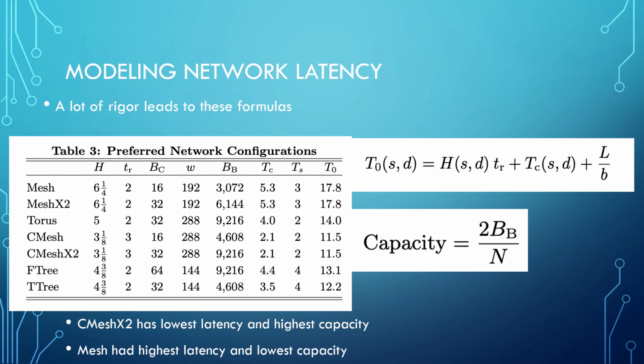We can see here the different topologies they are comparing in this paper. The CMesh X2 has the lowest latency and highest capacity. It has a high bandwidth term and a low latency term. And then we have the mesh topology, which has the highest latency and lowest capacity, which is 17.8 and 3072. So even before we consider area and energy, you would imagine that in terms of how fast you're able to route all the messages, CMesh X2 will win. The big idea of this paper is to see if this high throughput comes with some sort of energy or area inefficiency or not.